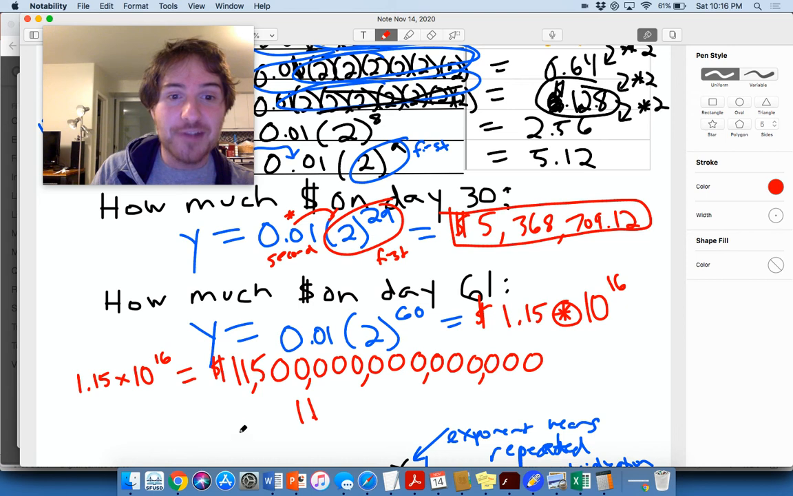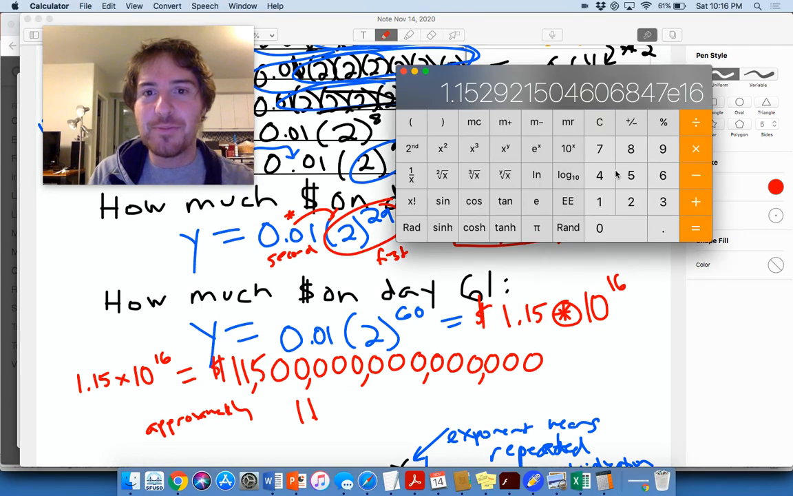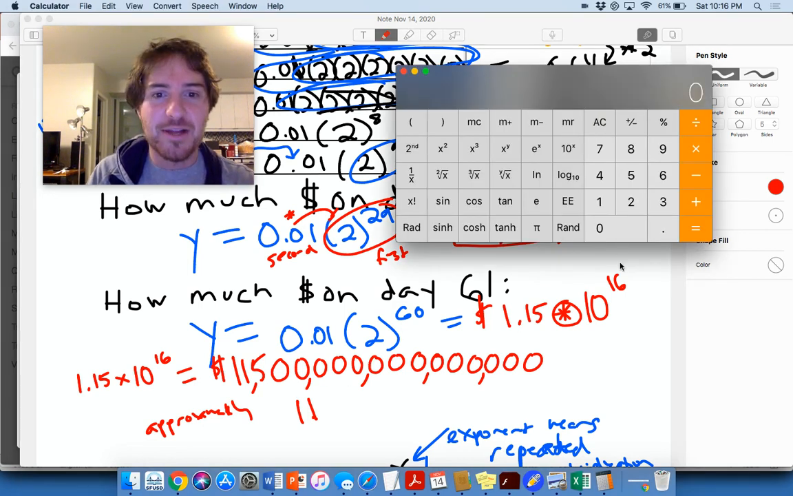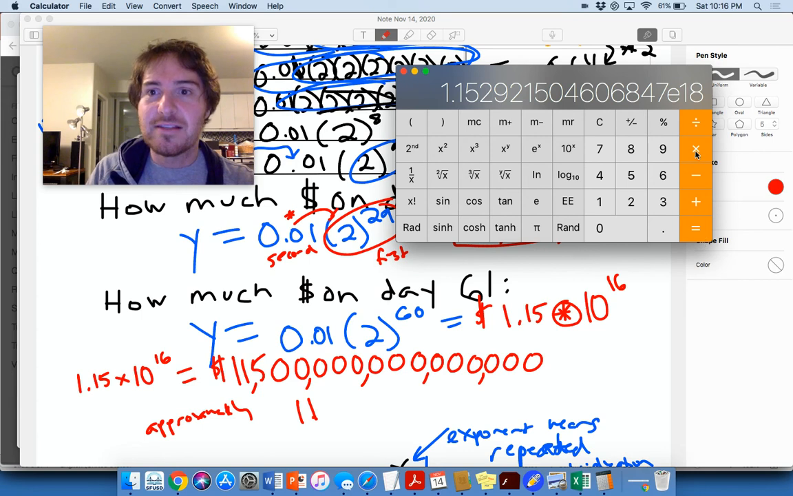So you have approximately, I hope I did this right. Did I do the point? Did I multiply by 0.01? Maybe I didn't do that. Hold on one second. So 2 to the 60th power. Oh yeah, I did multiply by 0.01. Okay, so this is a huge number.